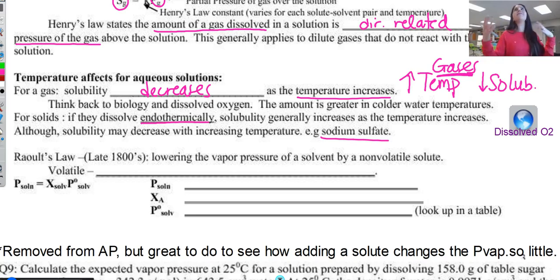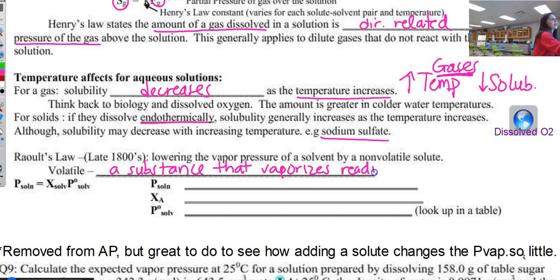So if you think about something like alcohol, for example, like acetone, where we left it sitting and then it just evaporates really, really fast, that's what we would call a volatile liquid, okay? So this is a substance that vaporizes readily. That's how it's usually defined. Okay, so we've got one more equation here to look at. Also been removed from the AP, but good to kind of look at anyway.